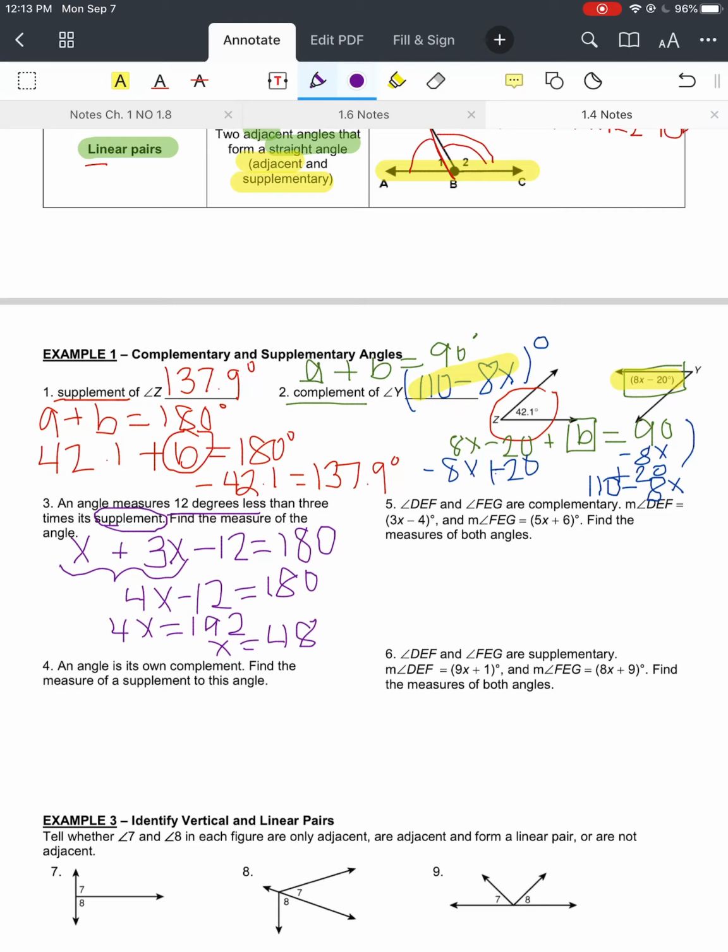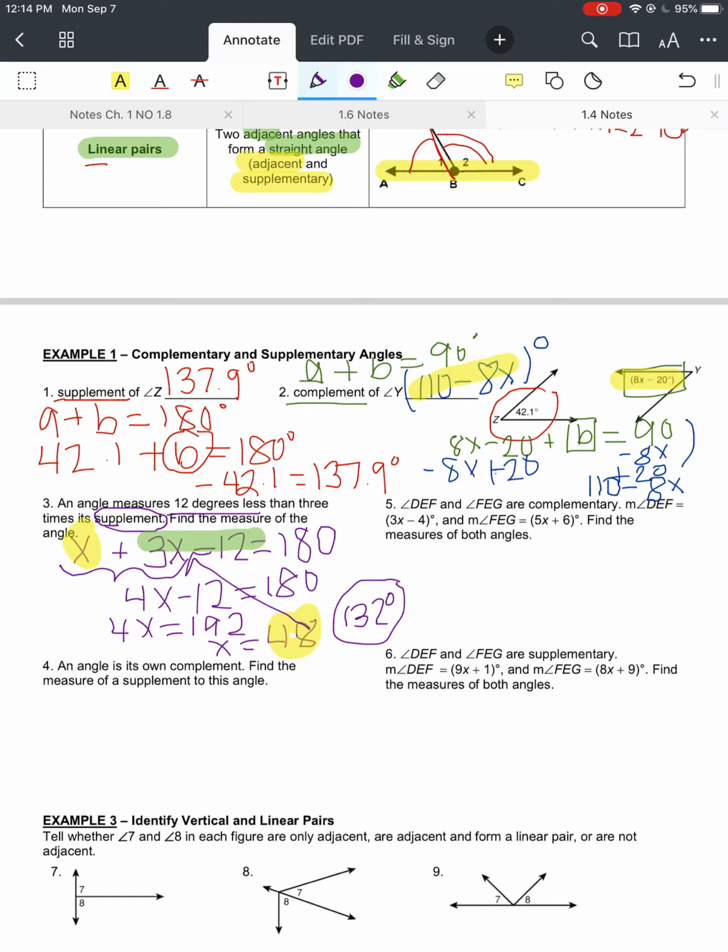So one of my angles is going to be 48. So this first x that we have, this is 48. This is the same as this 48. To find the other angle, the 3x minus 12, I would just have to substitute that 48 in for x. So doing that, 3 times 48 minus 12 is going to give me 132. So my other angle is going to be 132, and the other one is 48.